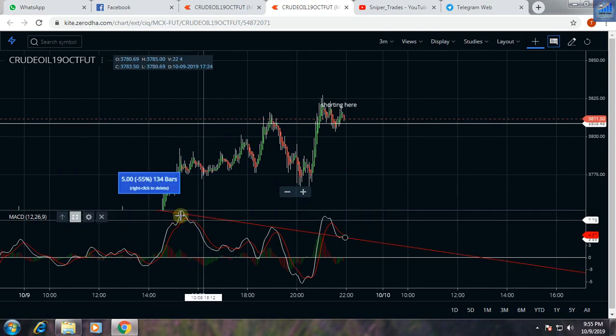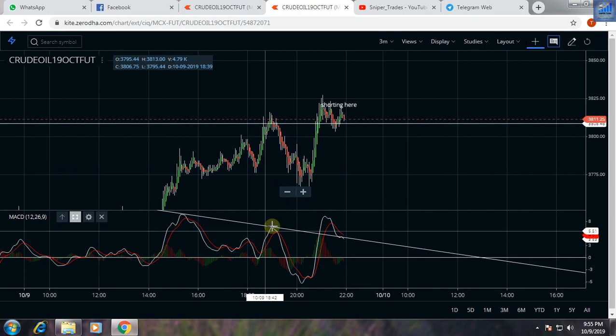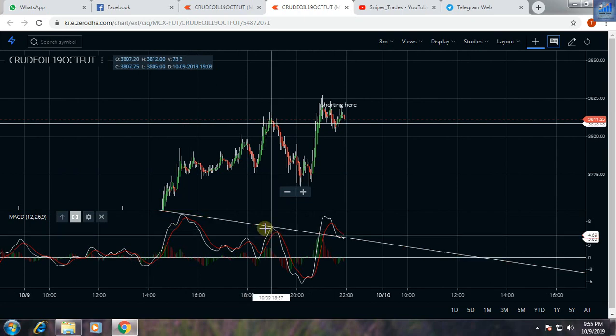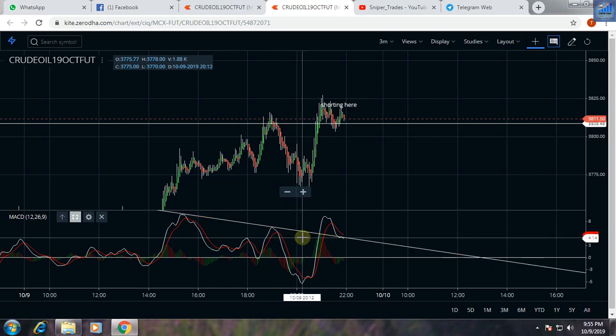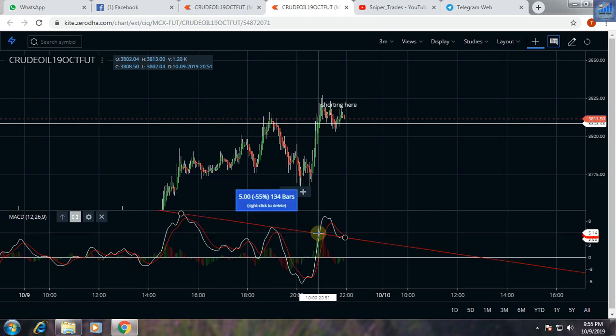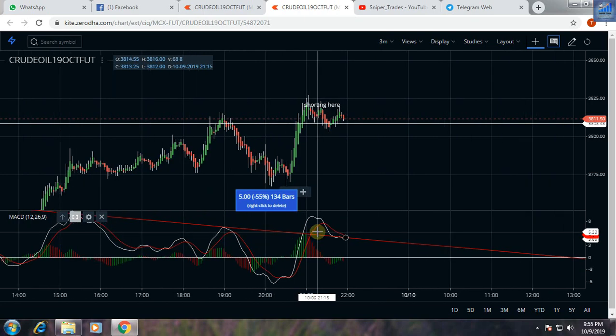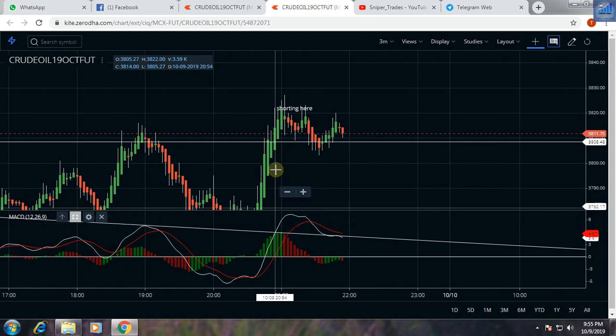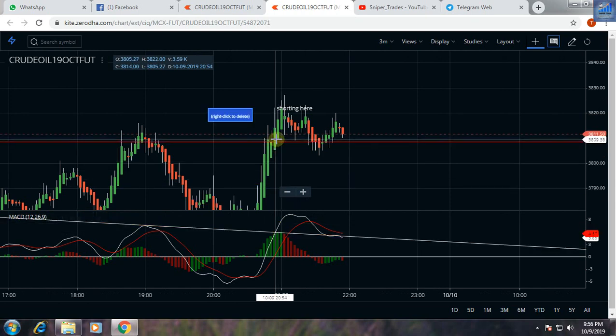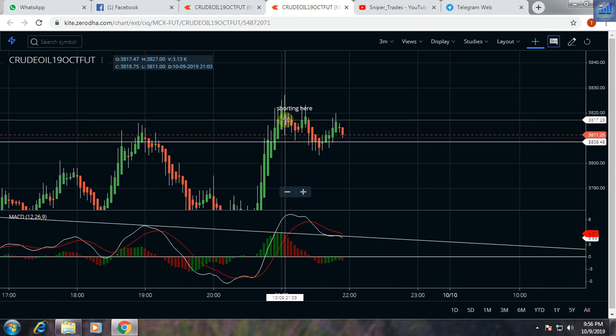This is acting as a support because, as we can see, this MACD line is bouncing downwards at this particular resistance or trend line, and at this point the MACD line has crossed the resistance and moved upward. So we got a buy chance here from this level, that is at 3809.2. It has made a new high of 3827.